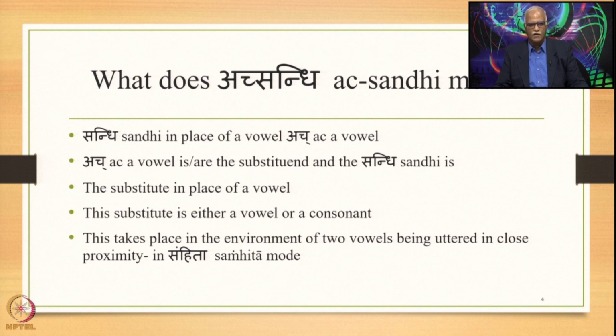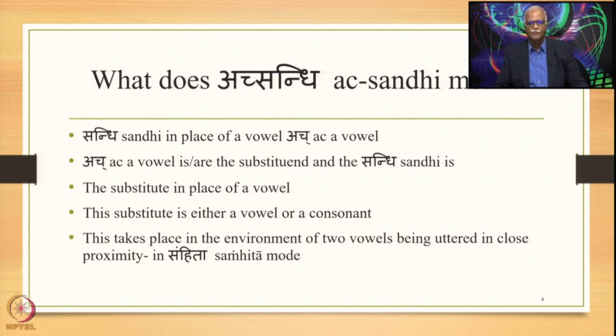Now in ach sandhi, ach, that is a vowel, is the substituent, and what is known as the ach sandhi is the substitute in place of this substituent, in the form of a vowel or in the form of 2 vowels. This substitute is either a vowel or it is also a consonant. This is very important. The substitute happens in place of a vowel. So, the substituent is a vowel. And the substitute could be either a vowel or a consonant. But the substituent is extremely important, and because of that, this is called ach sandhi.